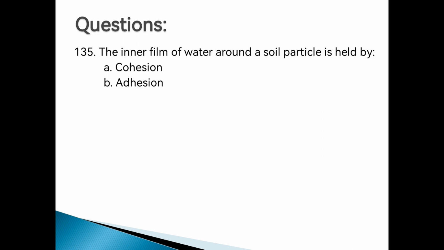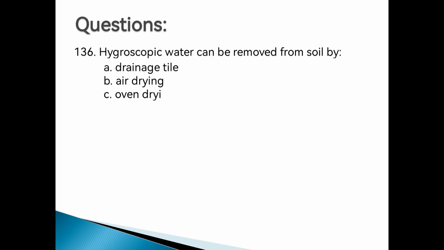Question 135. The inner film of water around a soil particle is held by A. Cohesion, B. Adhesion. The correct answer is B. Adhesion. Question 136. Hygroscopic water can be removed from soil by A. Drainage tile, B. Air drying, C. Oven drying. The correct answer is oven drying.